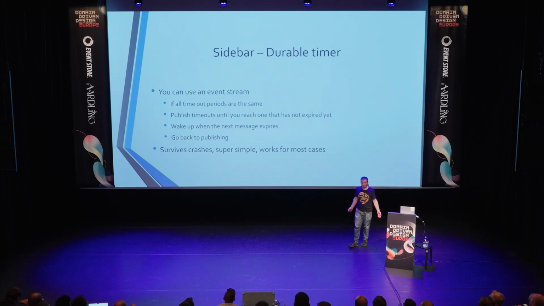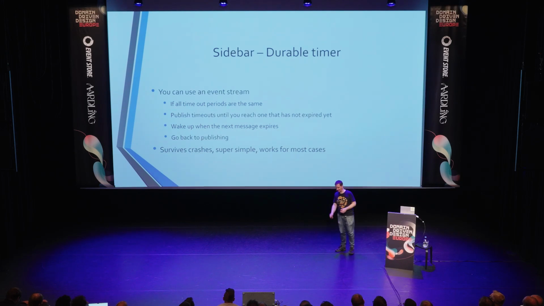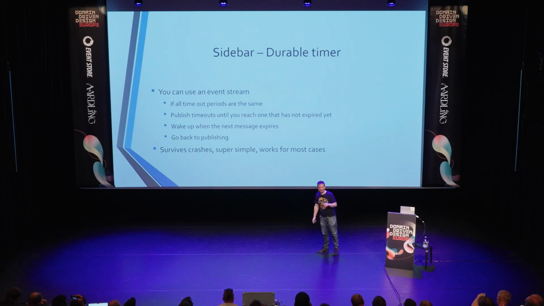Sidebar, building timers. You can use an event stream, a message queue. If your message queue has functionality to delay when a message appears on the queue, you can use that as a cheap timer service. And we're talking about large times here. We're not talking about, I need to time out in 500 milliseconds, otherwise you flood your timer service with messages.